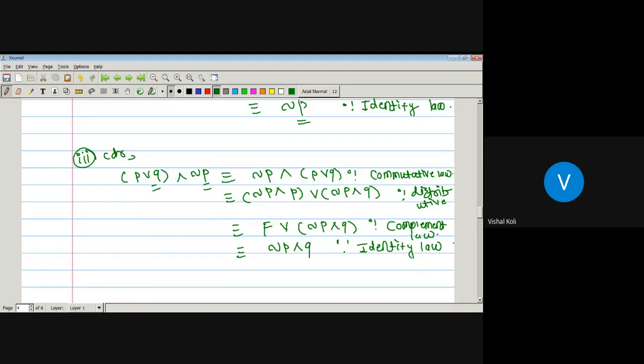Okay, so in this way we can check whether the given statement patterns are equal without using the truth tables. Okay, up to now, any doubt? Okay, so here our this chapter will be completed, which is mathematical logic.